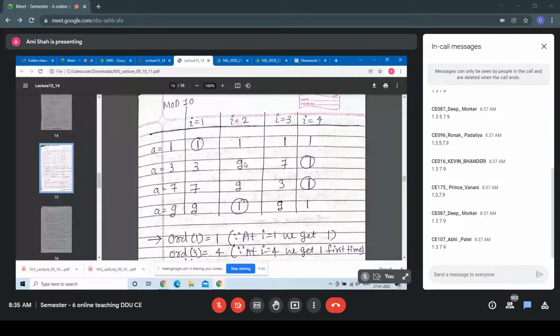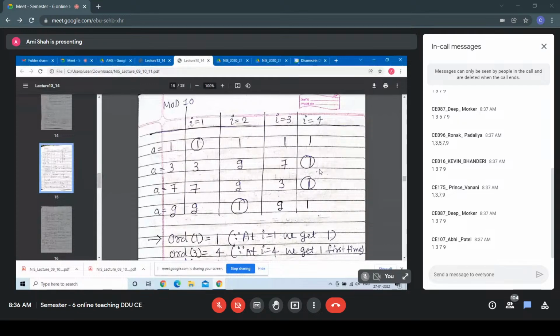Here 3 and 7 are primitive roots. So you have to use this formula, a raised to i mod n equals 1. At the same time, you also have to check what i should be. The total number of elements is n, so n is 4. So i should be n minus 1.